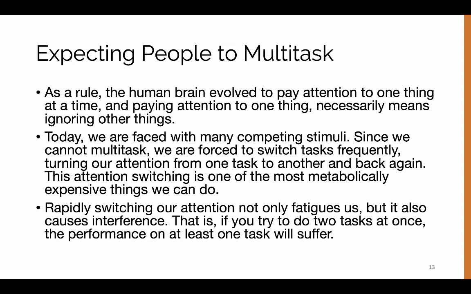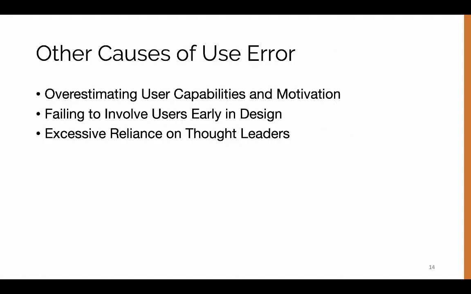Another one is often we expect people, especially for big systems, to be able to multitask. And as we've talked about in our session on attention, people are just horrible multitaskers. It wears us out, it takes all our energy, it fatigues us, it reduces our effectiveness by causing what we call interference. People simply do not multitask well. Please don't try to expect them to.